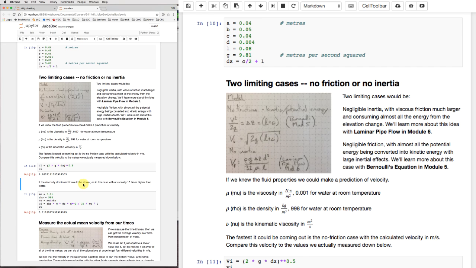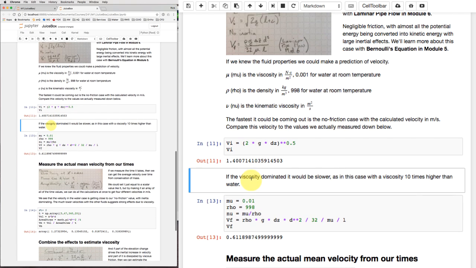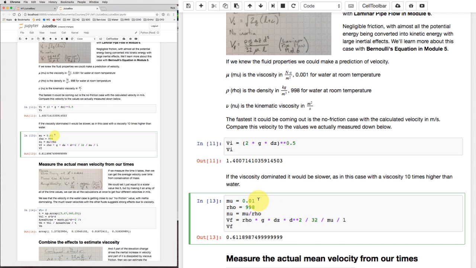And if the viscosity dominated, we'd be back to our frictional velocity, purely friction. And I can calculate that according to this formula. So I'll define what the viscosity is. This viscosity is about 10 times the viscosity of water. I'm just going to use this for an example. Might match up with our dishwashing liquid, for example. Density, around 1,000 kilograms per cubic meter. And we can get the kinematic viscosity as the ratio of the dynamic viscosity and the density. So now I can plug all of that into this equation.